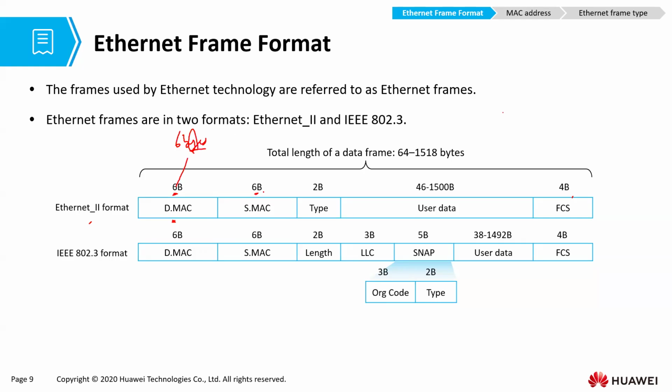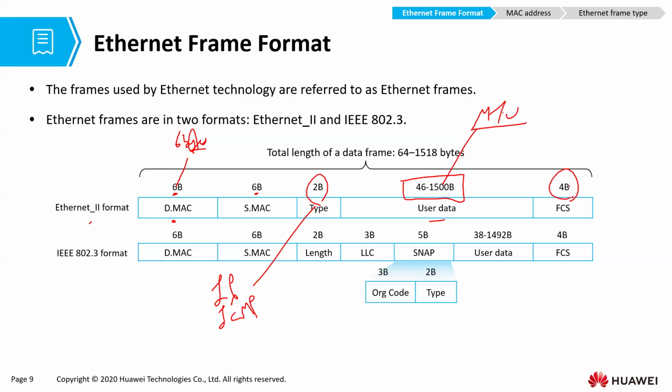Our source MAC has the same size, 6 bytes. Then our type, the type of layer 3 protocol we are using, can be IP or ICMP. It all depends on the type of protocol that we're using there. That is 2 bytes. Then user data can be anywhere between 46 and 1500 bytes, which is what we call the maximum transmission unit. Then our FCS has 4 bytes.